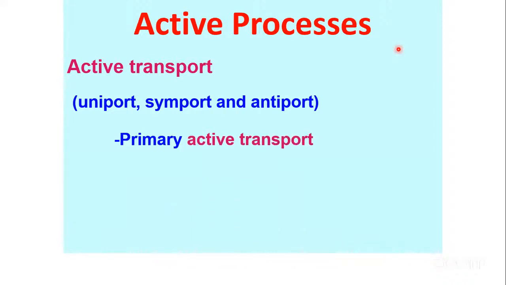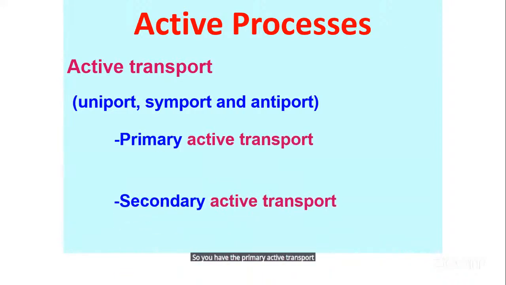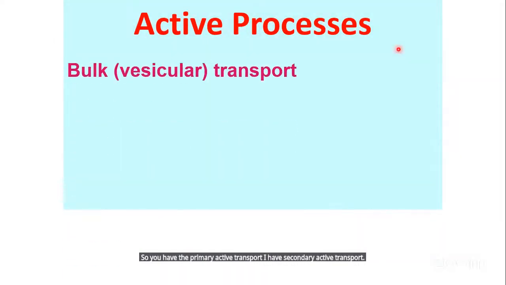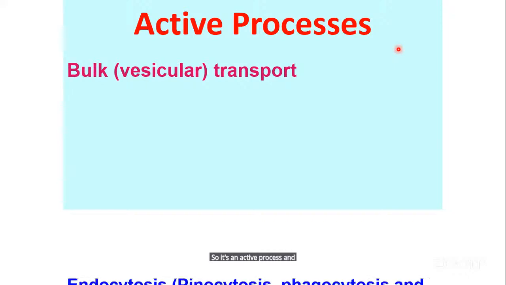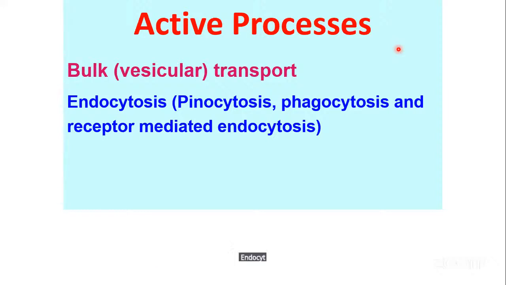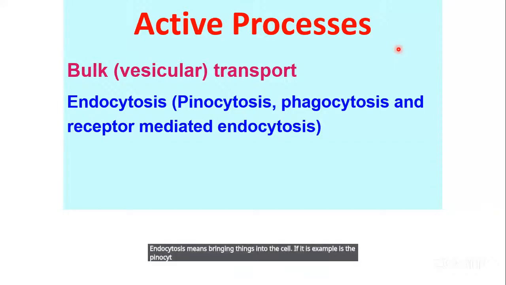So you have the primary active transport and you have the secondary active transport. So it's an active process and that involves bulk transport, which is vesicular transport. So you have endocytosis. Endocytosis means bringing things into the cell. An example is pinocytosis, which is bringing liquid into the cell.